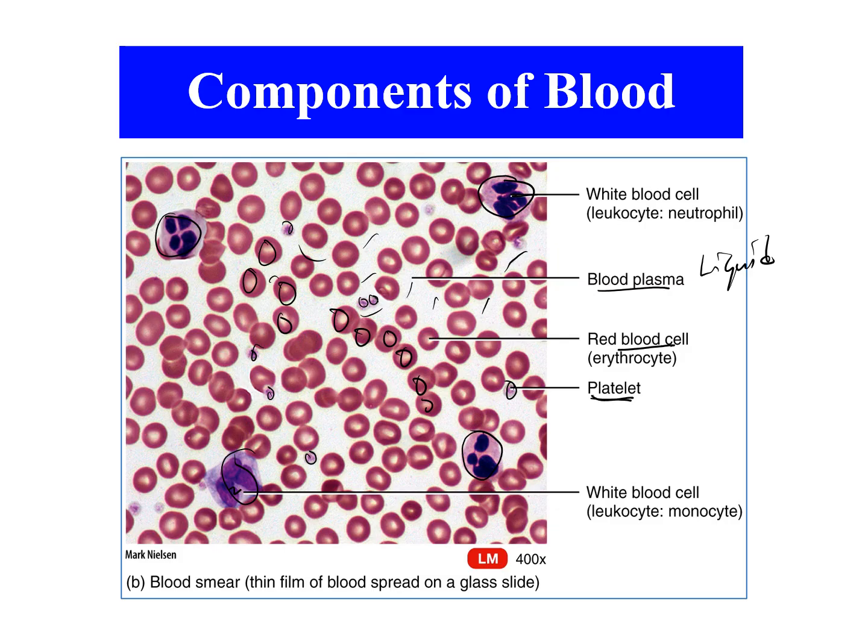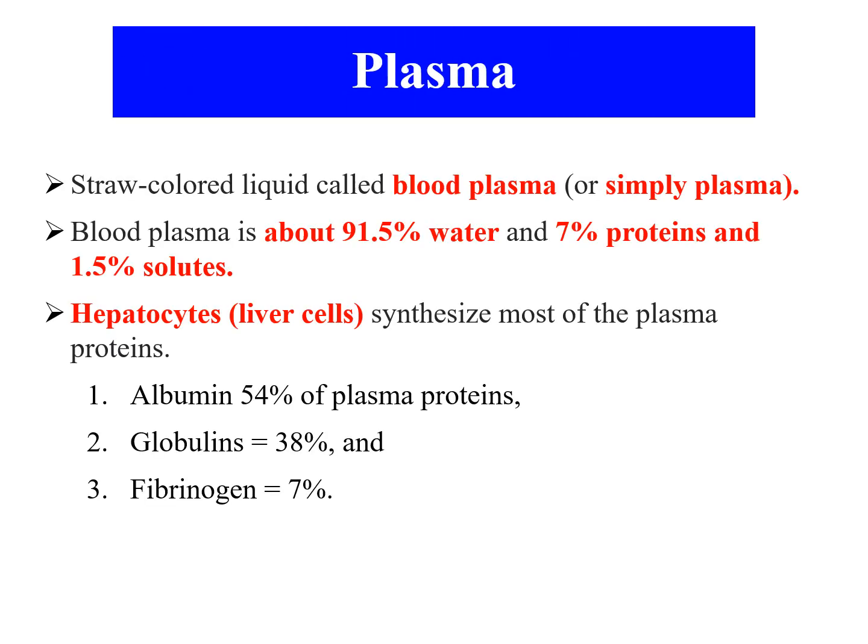So the components of blood can further be divided into two: blood plasma and formed elements. Formed elements are white blood cells, platelets, and red blood cells. When you remove the formed elements from blood, the straw-colored liquid that is left behind is known as blood plasma, or simply just plasma.